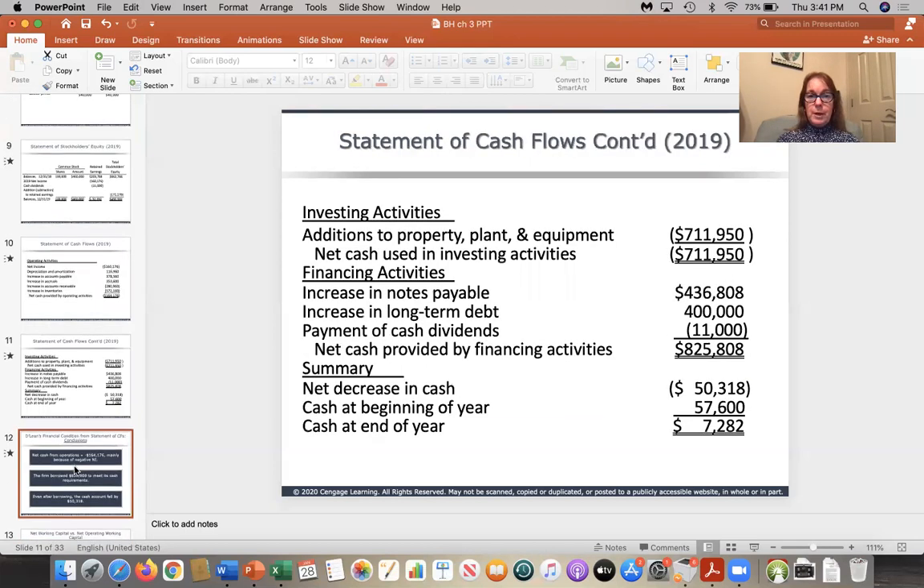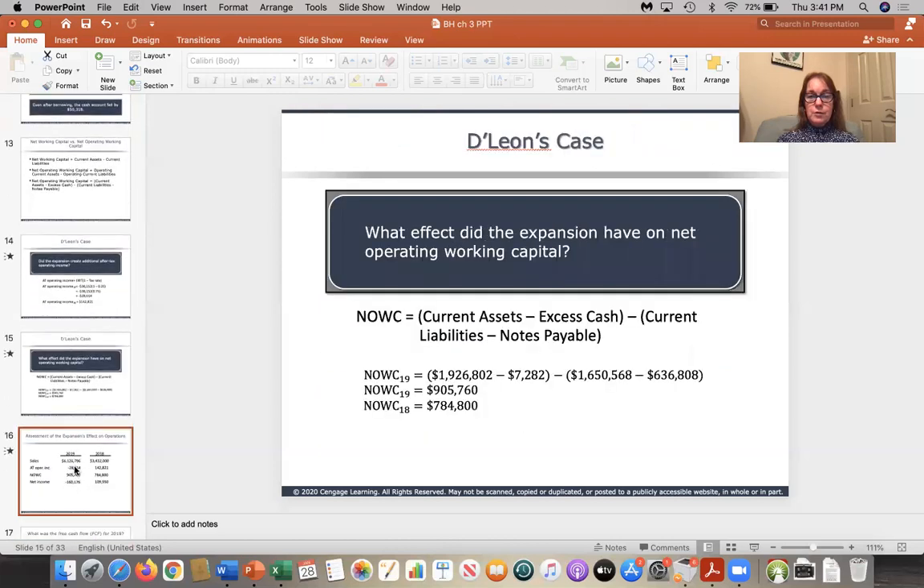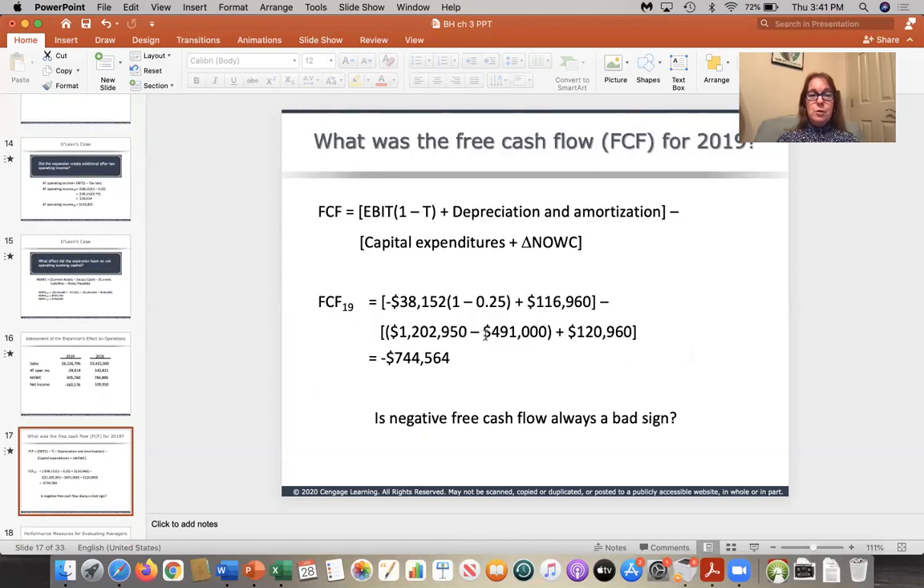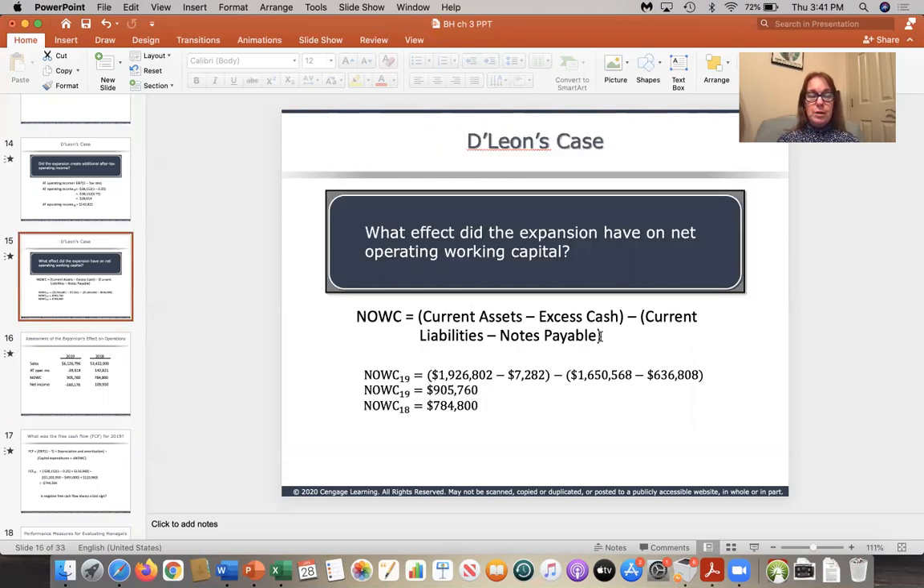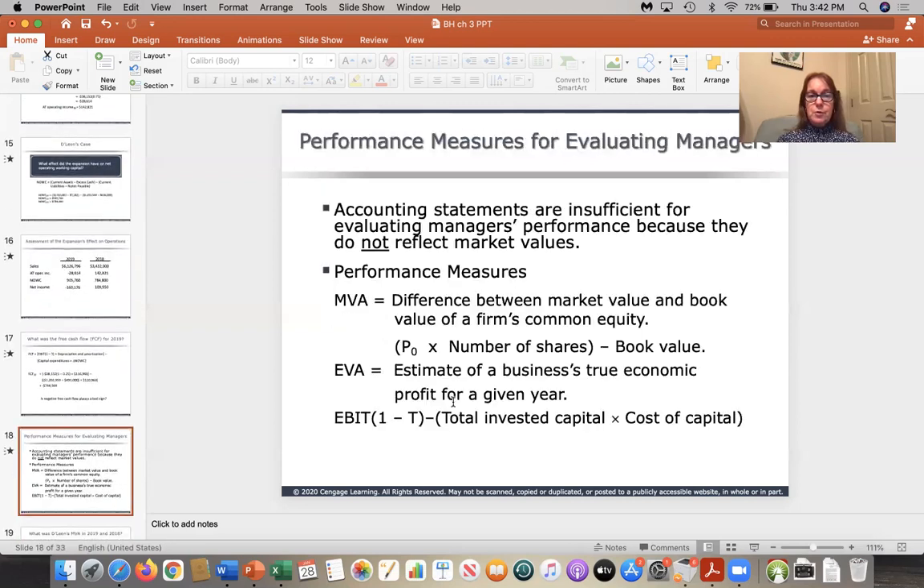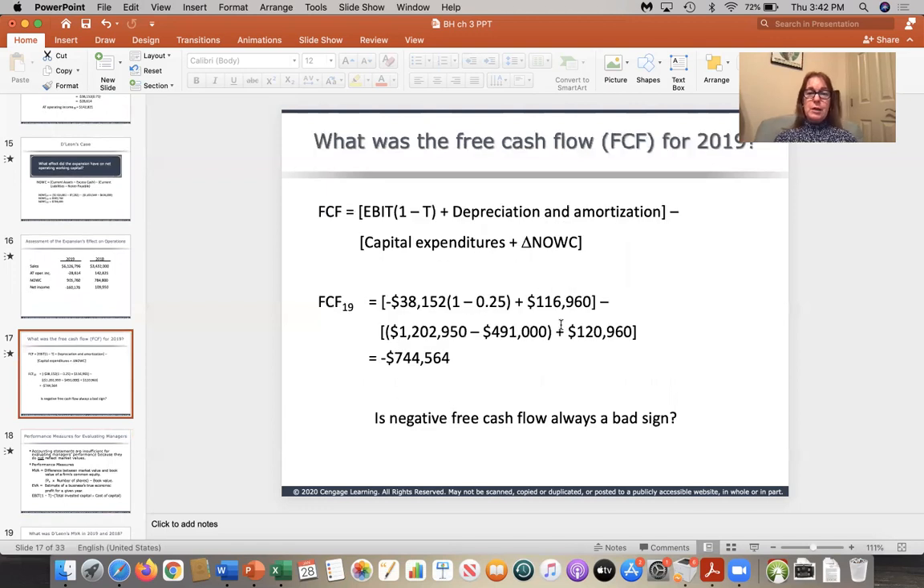All right, so let's go back to the free cash flows. We're taking the difference in the gross fixed assets plus the change in the net operating working capital. That was right here. We calculated the net operating working capital for both years, and we're going to take the difference. That's the number right here. So that's how you get the free cash flow.